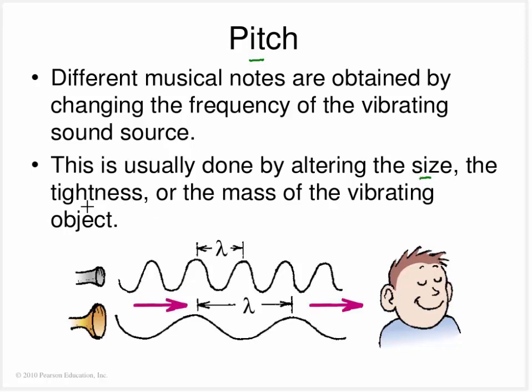We can mess around with the tightness, and that's what guitarists do when they are tuning them. And we could also mess around with the mass of an object. So the thicker the object is, the lower the frequency is going to be, because it has more mass and it just tends to inherently be slower.